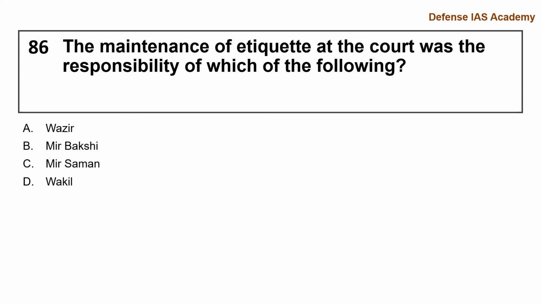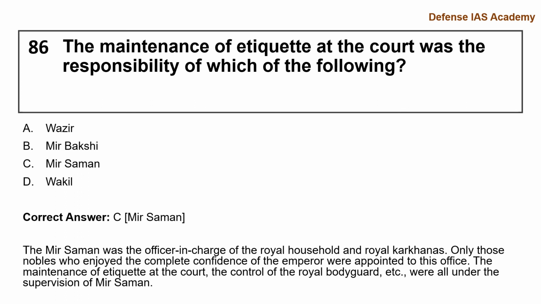Question 86. The maintenance of etiquette at the court was the responsibility of which of the following? The correct answer is option C, Mir Saman. The Mir Saman was the officer in charge of the royal household and the royal karkhanas. Only those nobles who enjoyed the complete confidence of the emperor were appointed to this office. The maintenance of etiquette at the court, the control of the royal bodyguard, etc. were all under the supervision of Mir Saman.